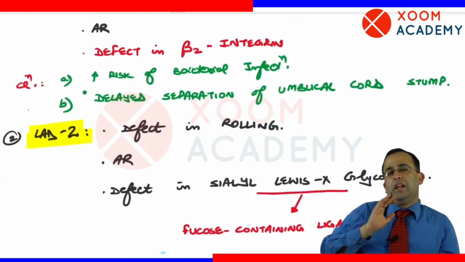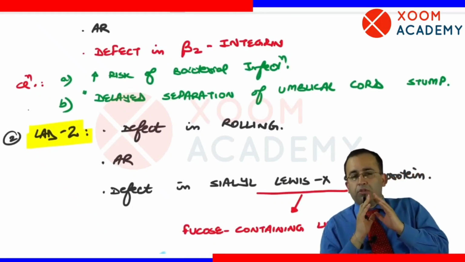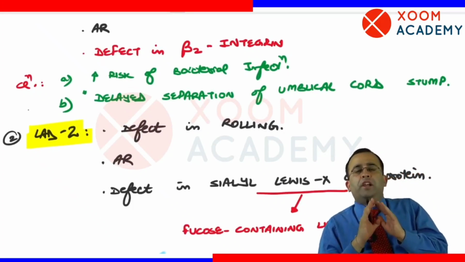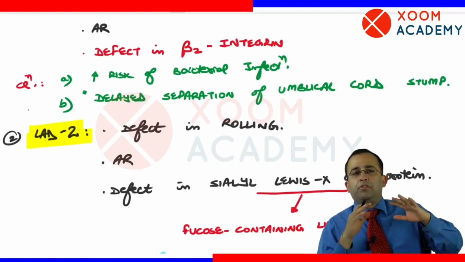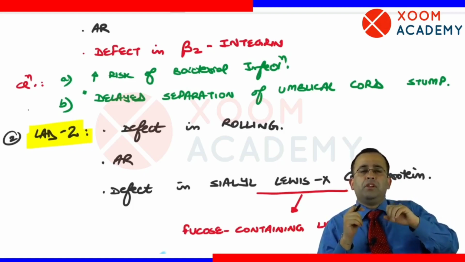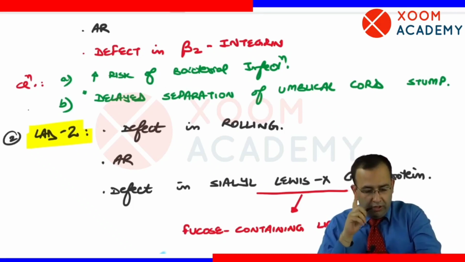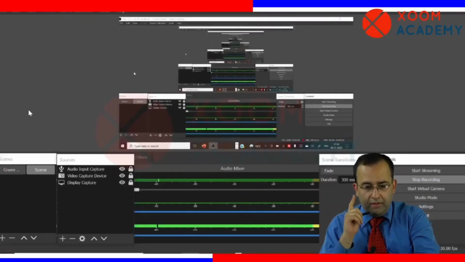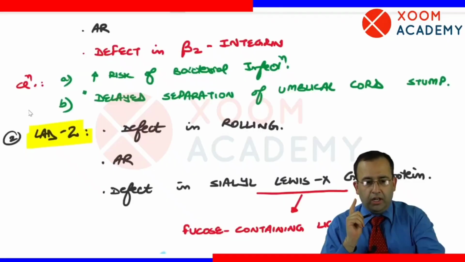This is LAD1. So whenever delayed separation of umbilical cord stump is being talked about, only one disease should come to your mind, that is LAD1.